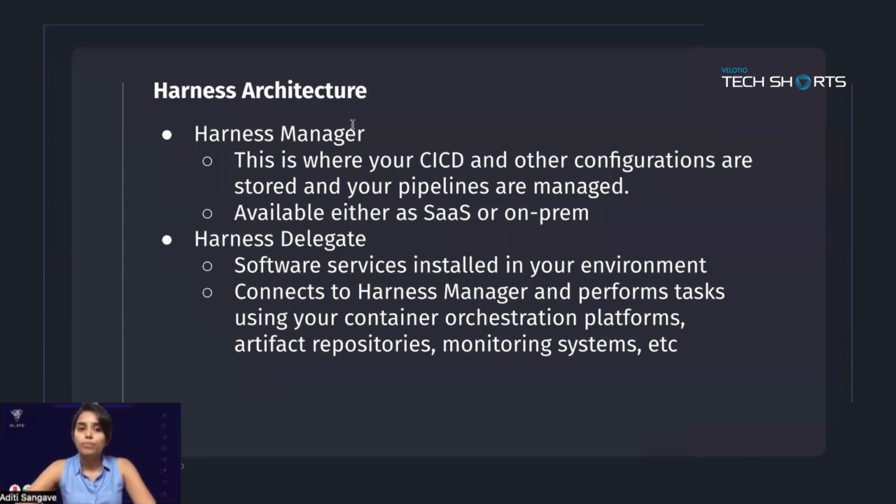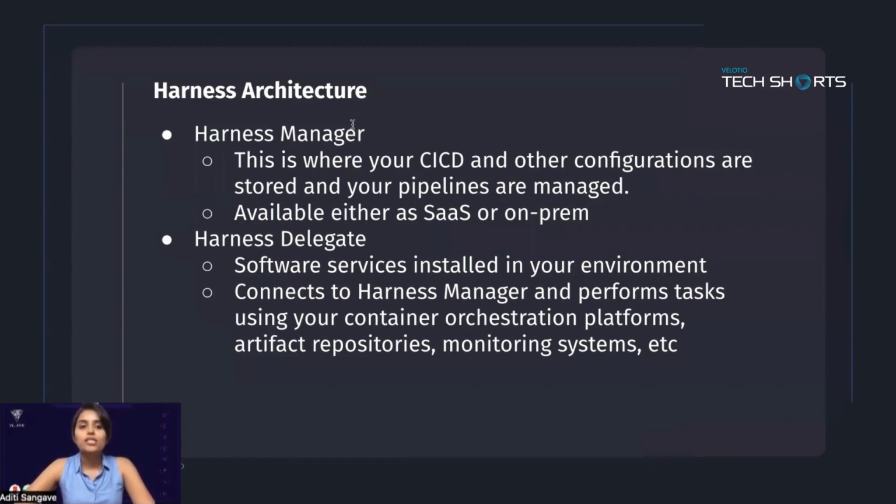The two major components of Harness architecture are Harness Manager and Harness Delegate. The deployment configurations are stored in Harness Manager. You can access the manager using browser. You can also use it to view and start your CI/CD pipelines. It is available as SaaS, which is nothing but Harness Cloud, or on-prem.